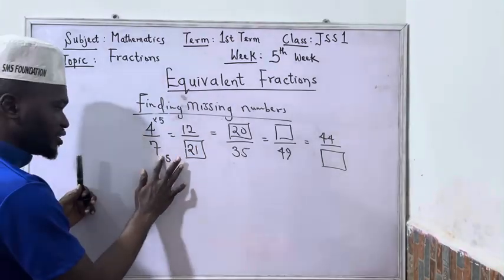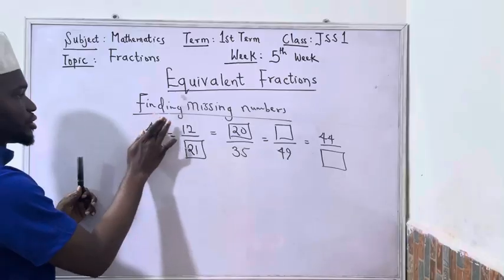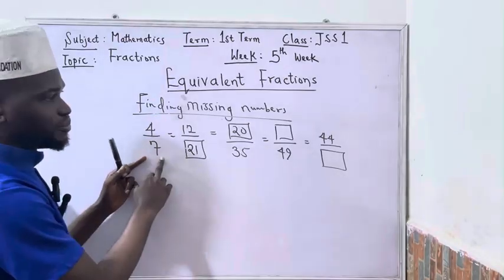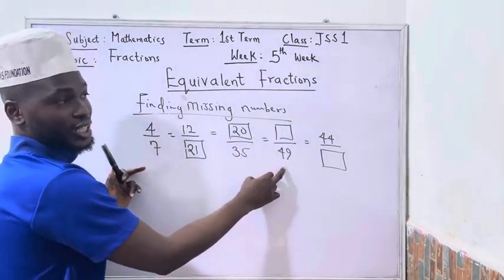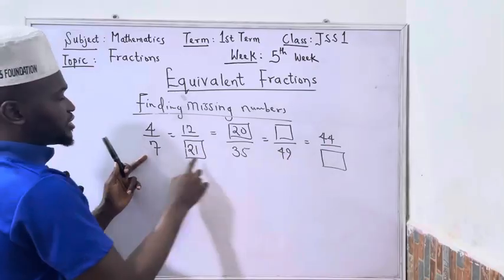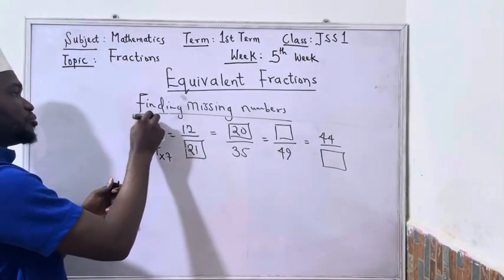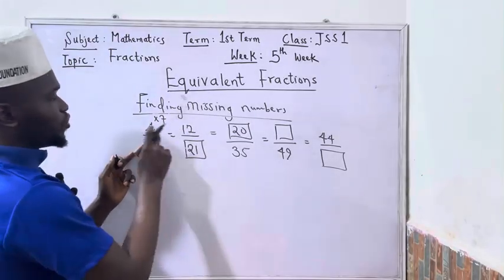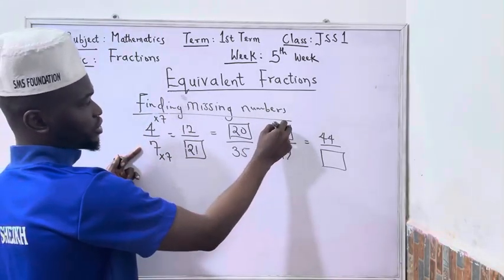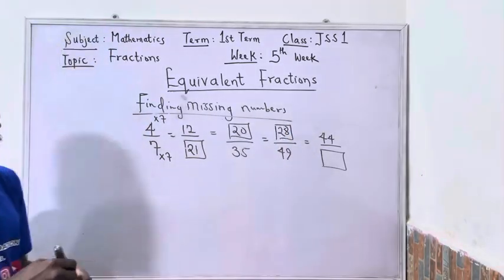So I still have to clean this again because they will never be the same thing. Box over 49. So they gave me 49. 7 times what will give 49? That's 7 times 7. Then this has to be 4 times 7 also. 4 times 7 is 28. So you can see how it goes.